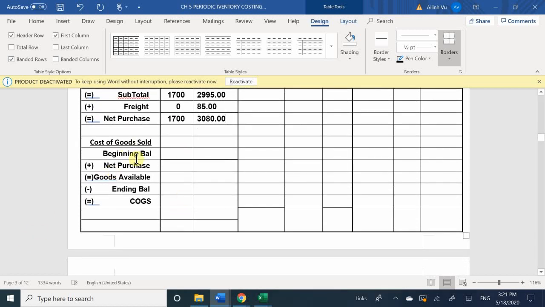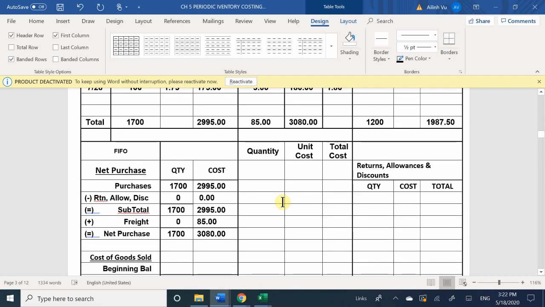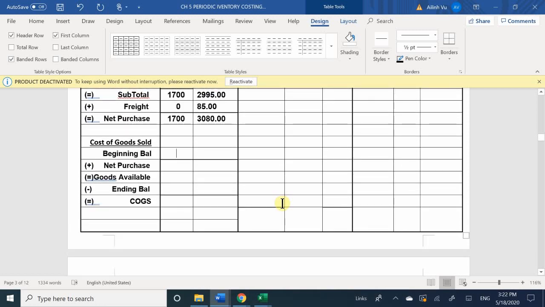Now let's complete our cost of goods sold. Do we have beginning inventory? Yes. How many items? 1,200, and it cost us $1,987.50. We're going to add it to our net purchases, which was 1,700 plus $3,080. And what is our grand total of goods available? $5,067.50.